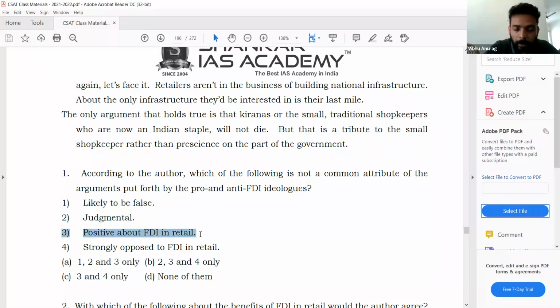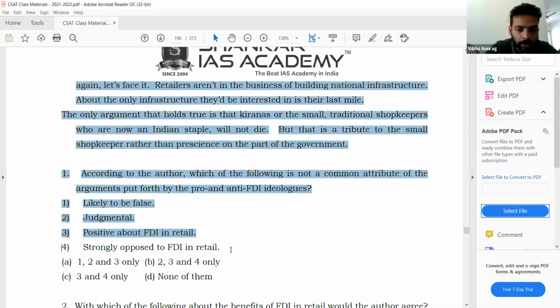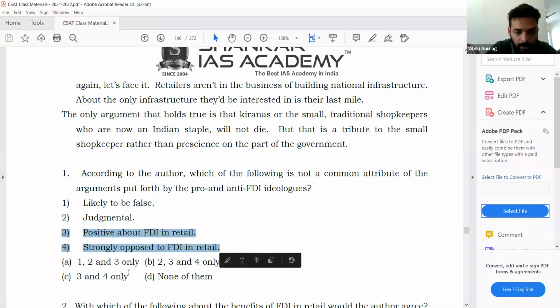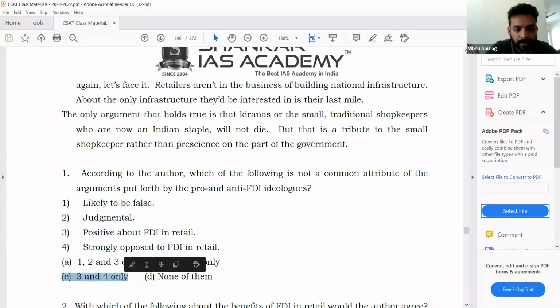Third, positive about FDI in retail. These are only the pro FDI people. And fourth, strongly opposed to FDI in retail. These are only the anti-FDI people. So 3 and 4 are not common. Okay. So the answer is C, 3 and 4 only. Positive is only pro FDI and opposed to is only anti-FDI. So 3 and 4, these two are not common. C. First answer is C.